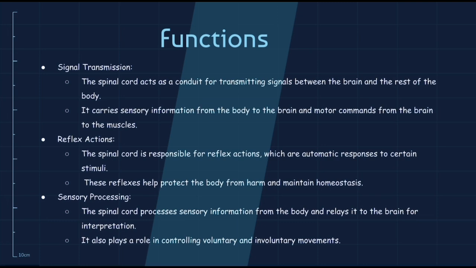So the spinal cord acts as a conduit for transmitting signals between the brain and the rest of the body. It carries sensory information from the body to the brain and motor commands from the brain to the muscles. The spinal cord is responsible for reflex actions, which are automatic responses to certain stimuli. These reflexes help protect the body from harm and maintain homeostasis. Then the spinal cord processes sensory information from the body and relays it to the brain for interpretation. This also plays a role in controlling voluntary and involuntary movements.